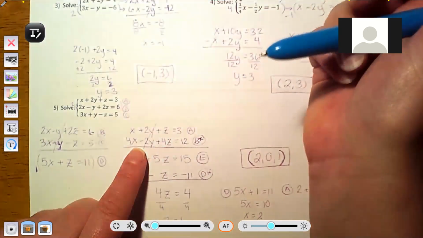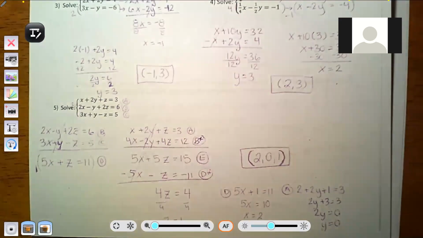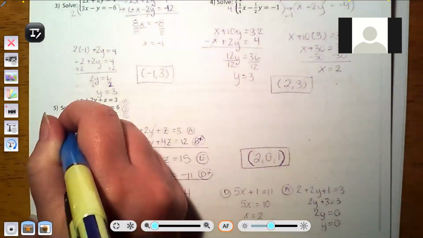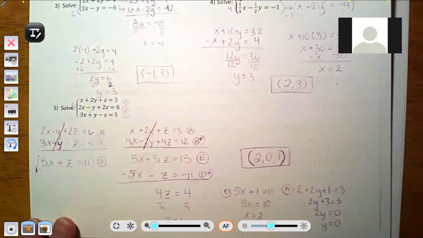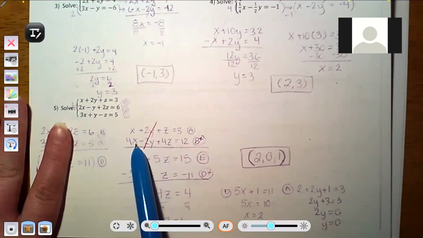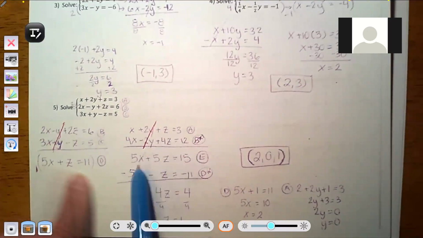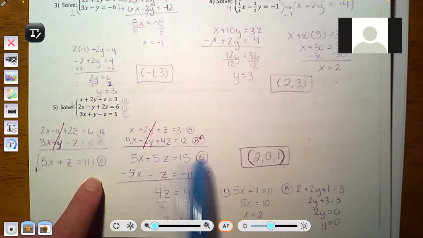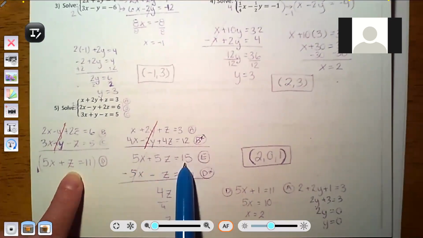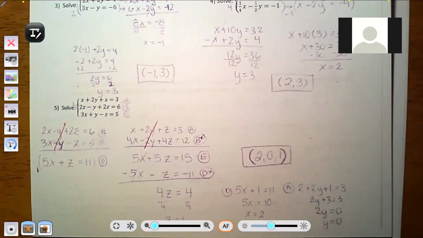I could have gotten rid of z's fairly easily as well because they're already opposites, but I just chose to get rid of y's. But notice I got rid of y's here so I had to get rid of it for the next pairing. I can't get rid of y's and then z's or y's and then x's. It has to be the same thing that you're eliminating. So you get a system of two equations. I call it D and E with the same two letters left over. In this case, x and z. That way you have a system of two and can solve it like we did earlier.